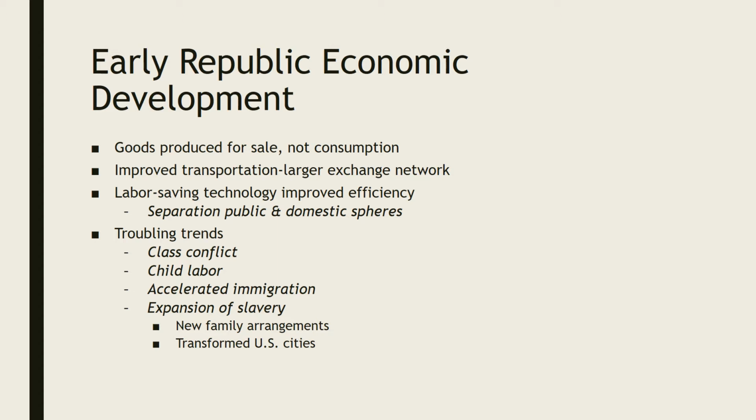But again, there are also some troubling trends being introduced. Class conflict. We'll get more into why this is increasing in a little bit. Child labor is going to be used because parents cannot make enough to support the family on their own. Children will have to go to work. There's going to be accelerated immigration, which is going to cause conflict between new and old groups living in the United States. And again, as we mentioned before, the expansion of slavery, as more slaves are needed to produce specifically the cotton for these northern textile manufacturers.